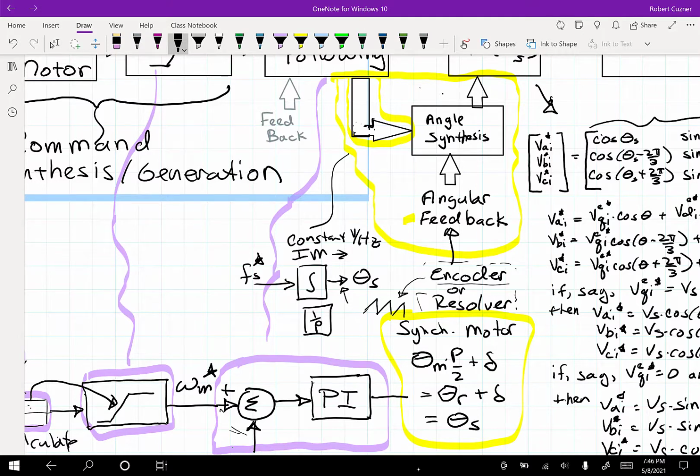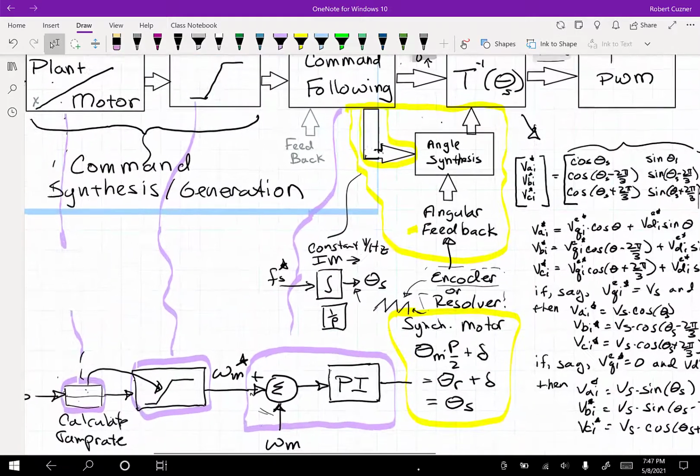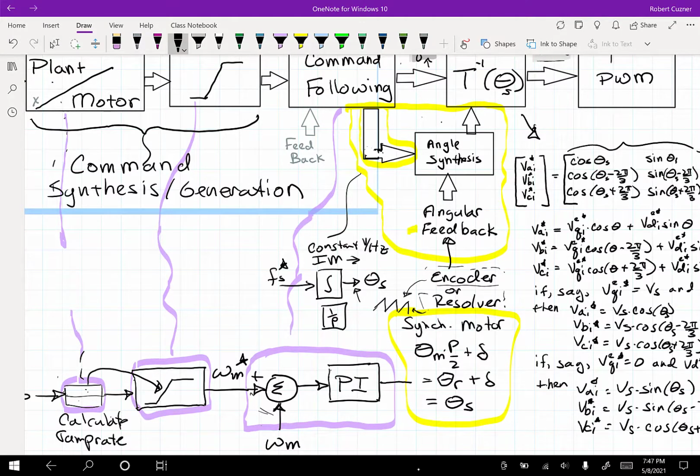The resolver will give you a much more direct measurement that looks just like this with the resolver. Now we will learn with the field-oriented control of the induction motor that this block right here is more involved, much more involved, and really plays a key role in achieving torque control of the induction motor.